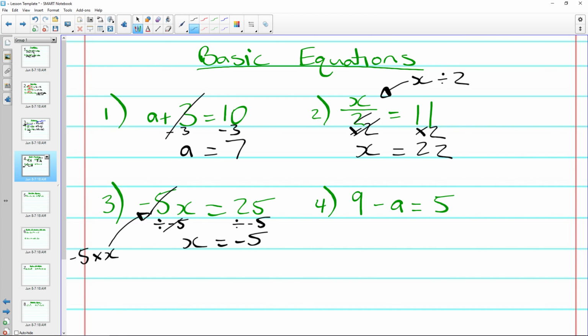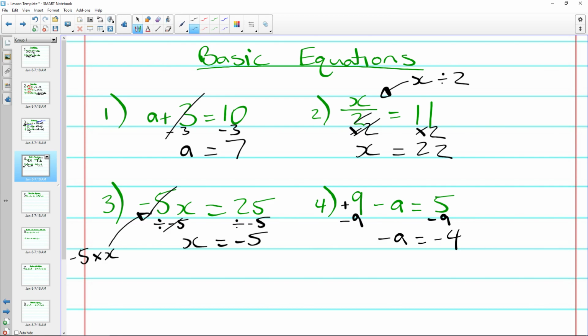And then lastly, looking at this question, here we've got 9 minus a. I realize my a kind of looks like a 9, but you've got to bear with me. That's 9 minus a equals 5. Now again, you might be able to look at that question and it's obviously 4, but let's go through it properly anyway. You've got to imagine that there's an imaginary plus sign there, and the opposite of plus is minus. So we minus 9: negative a equals 5 minus 9, which equals negative 4.